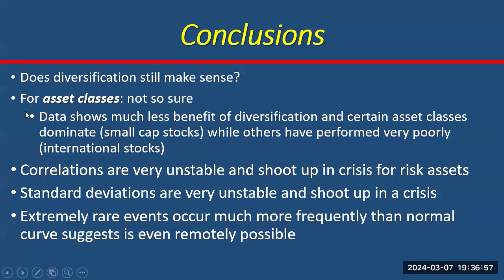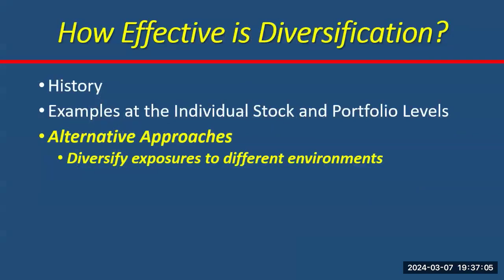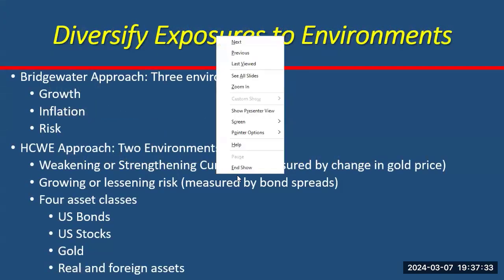So you're probably asking, if we're not going to diversify at the asset class level, where do we diversify? How do we do this? So I'm going to give you some alternative solutions. And here's the one I've heard a couple of times. You don't diversify asset classes, you diversify environments. So how many environments are there? The two people who presented, one had 3 environments, one had 2 environments, or 4 environments when you combine the 2 different combinations. So I'll start with Bridgewater.